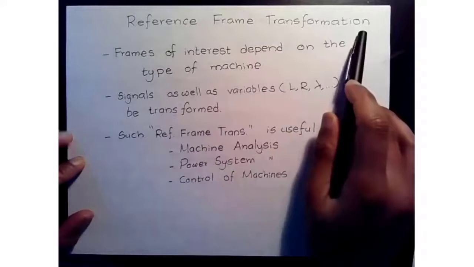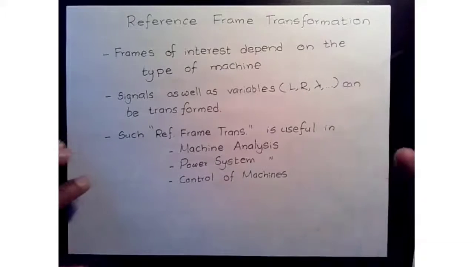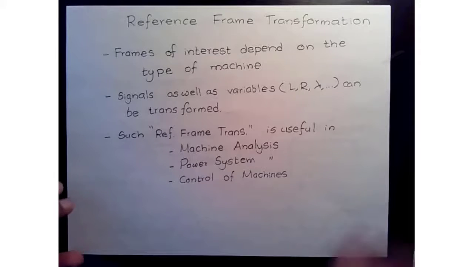Okay, reference frame transformation. And in a nutshell, it's like looking at your AC currents from a frame that is at the same frequency as the AC currents, which makes your machine, your currents, your voltages that are oscillating look like stationary, like DC.